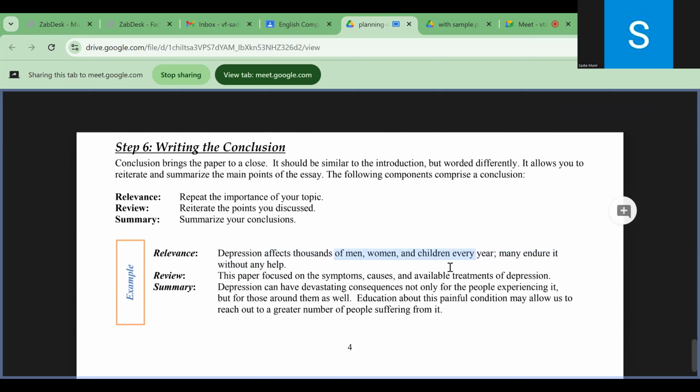In this, we are talking about that everybody is affected and they remain without any help. Then this paper focused on the symptoms, causes and treatments available.